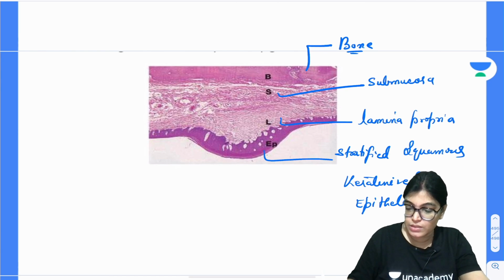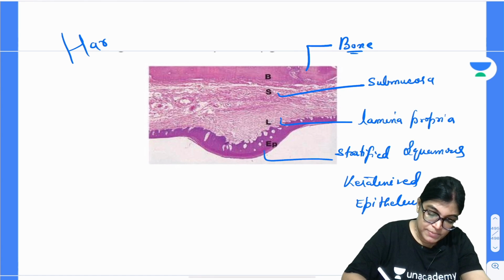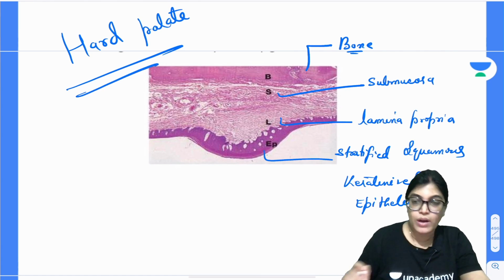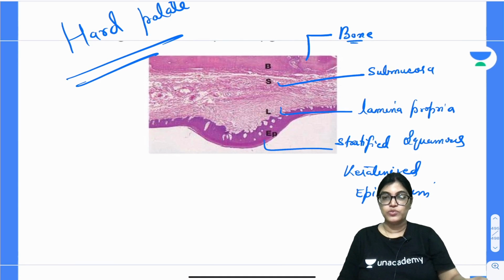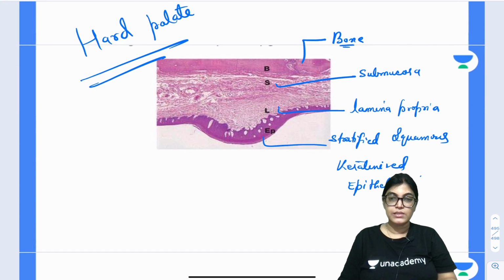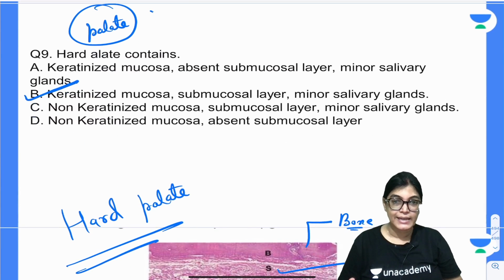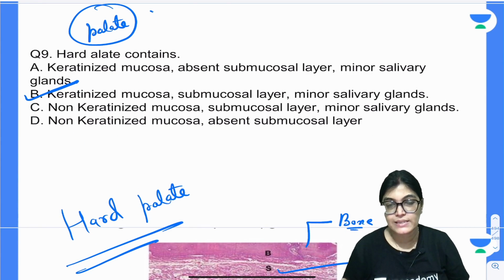So this is the whole histological part of hard palate which you have to know. This is the whole detail. Okay, so we are done with this. We have got B as the correct answer, and this is the reason B is the correct answer.